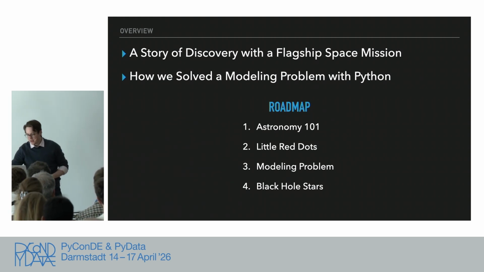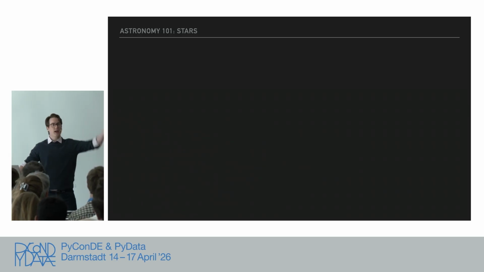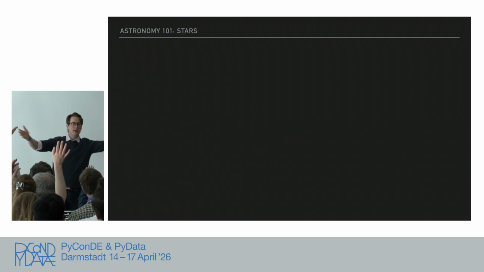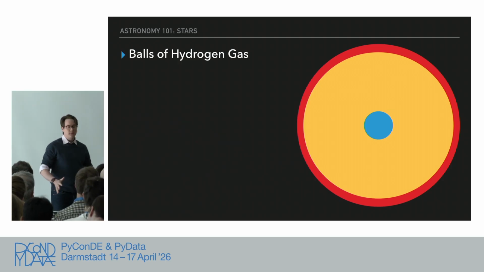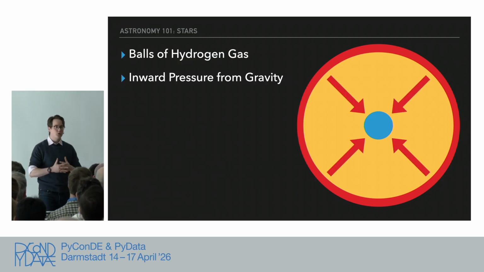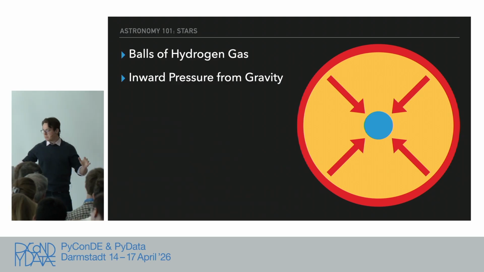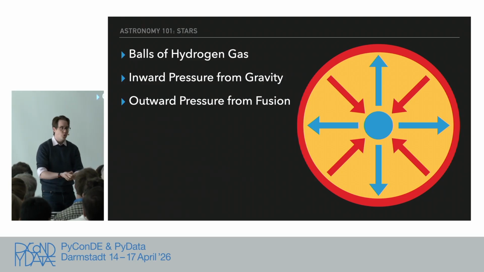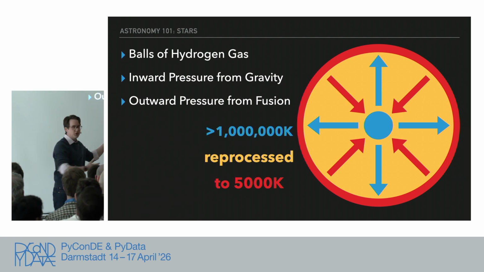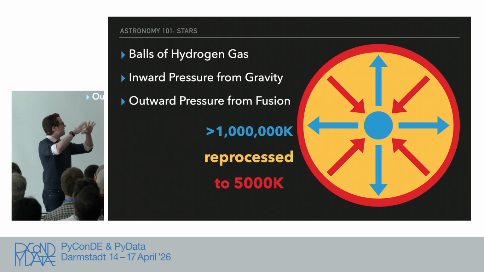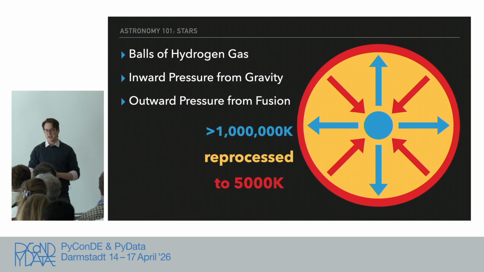Great, okay. Astronomy 101, what is a star? Raise your hand if you have a good idea of what a star is. This is great, we'll skip this slide. No, I'm kidding. Stars are basically balls of hydrogen gas, and in a nutshell, there is an inward pressure from gravity because of all this material. The only reason the star doesn't collapse and disappear is because you have an outward pressure from fusion in the central core. What we're seeing is a reprocessing of millions of degrees Kelvin in the central core where fusion is happening, until all of that reprocesses out, and you get a ball of gas that to the outside looks like a uniform 5,000 Kelvin temperature.